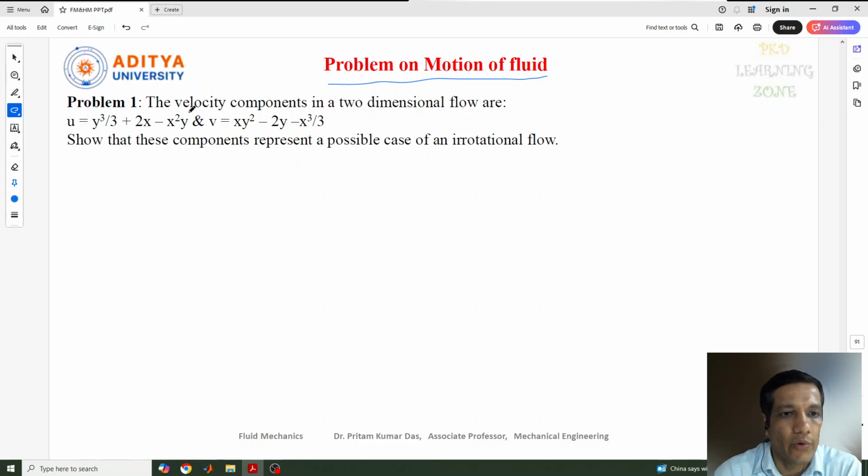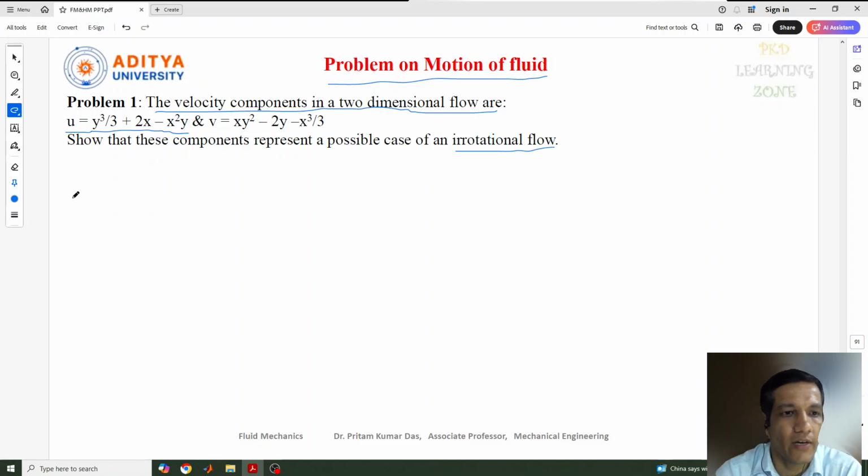Here I have taken the question: the velocity components in two-dimensional flow are u equal to y cube by 3 plus 2x minus x square y, and v equal to xy square minus 2y minus x cube by 3. We need to show that these components represent a possible case of an irrotational flow.